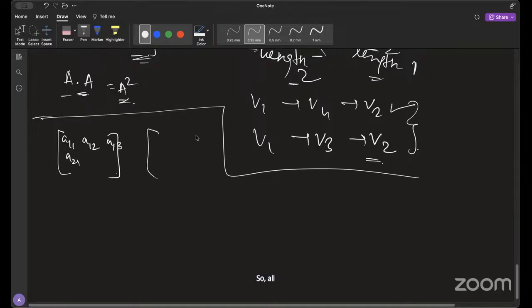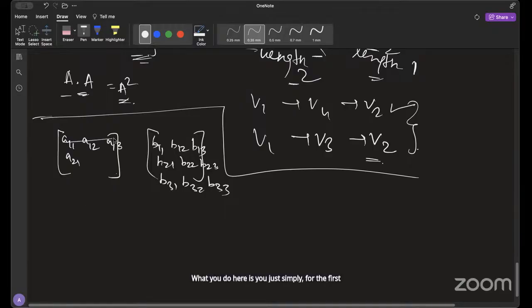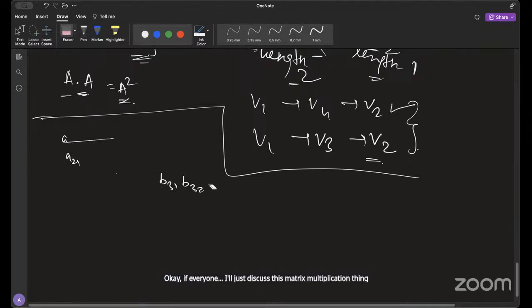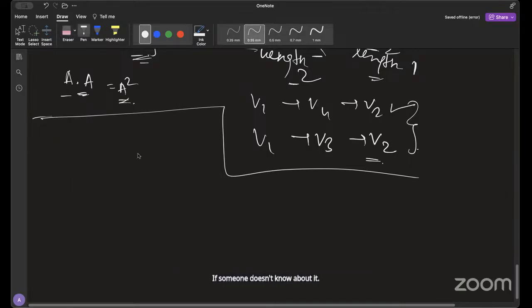So all you do here is, for the first one, you just multiply a11 with b11, then add this to this. Okay, I'll just discuss this matrix multiplication thing if someone doesn't know about it. Ma'am, I do not know. If you can tell a little bit.